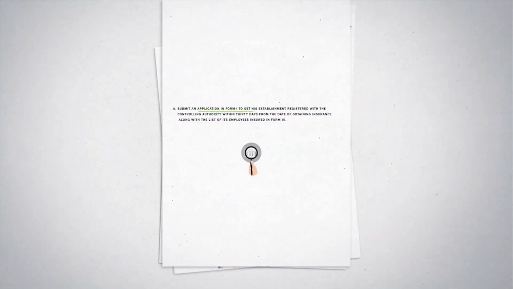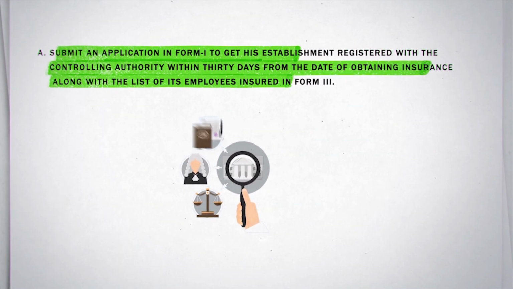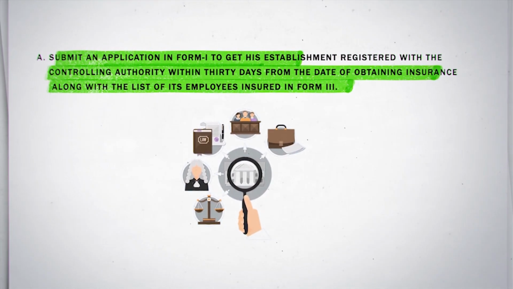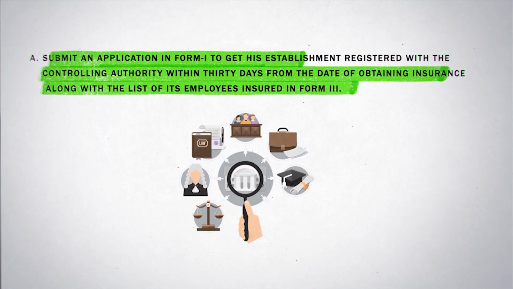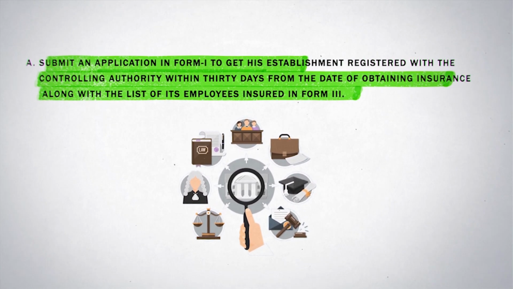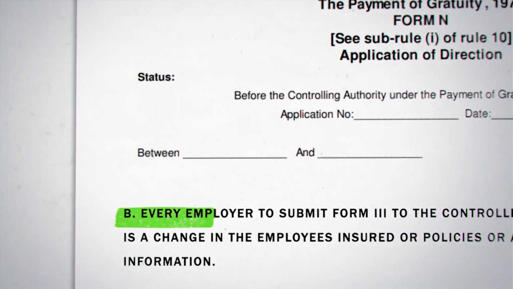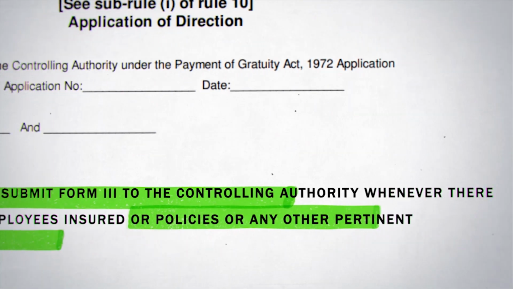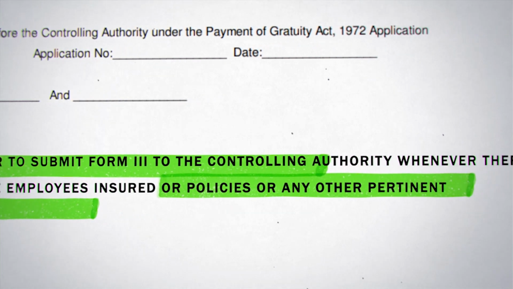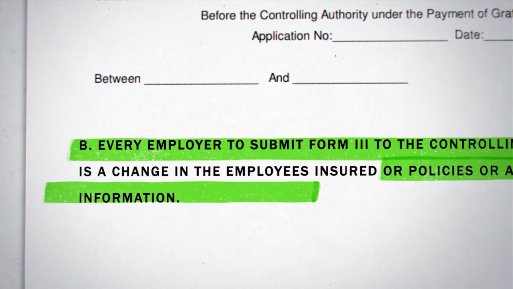Once you have obtained the insurance, you need to: A. Submit an application in Form 1 to get the establishment registered with the controlling authority within 30 days from the date of obtaining insurance, along with the list of its employees insured in Form 3. B. Every employer to submit Form 3 to the controlling authority whenever there is a change in the employees insured or policies or any other pertinent information.